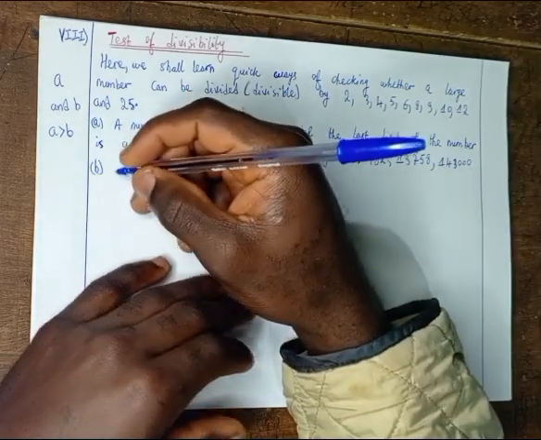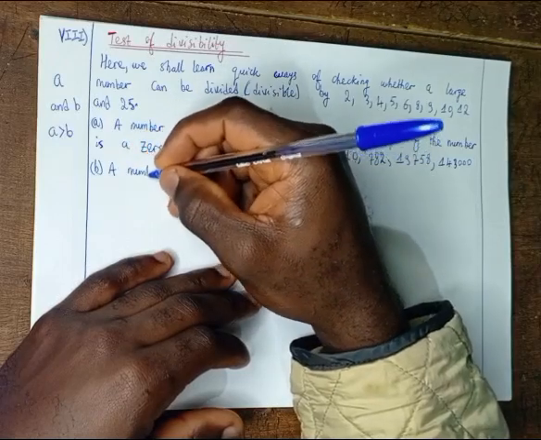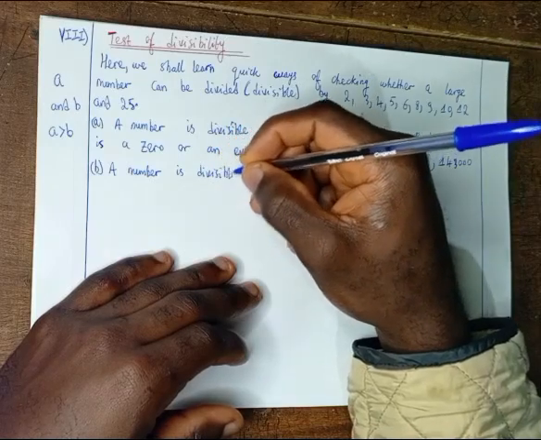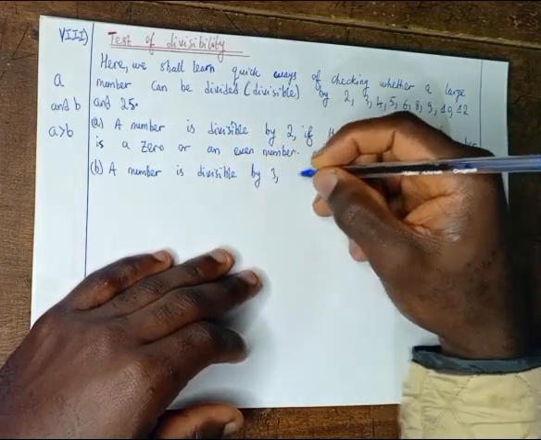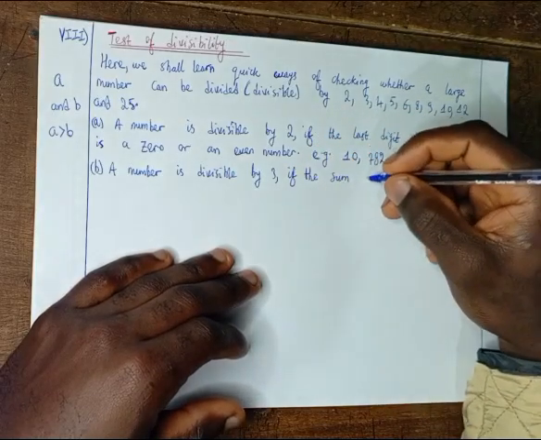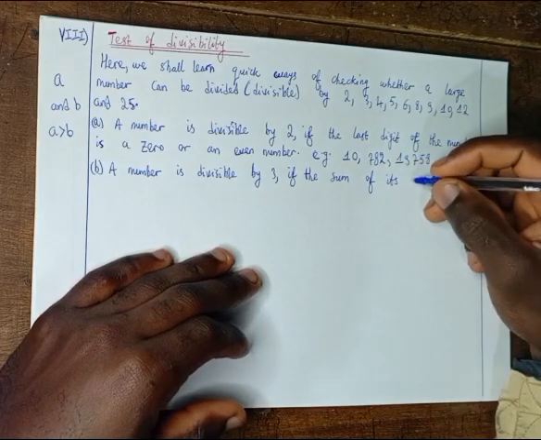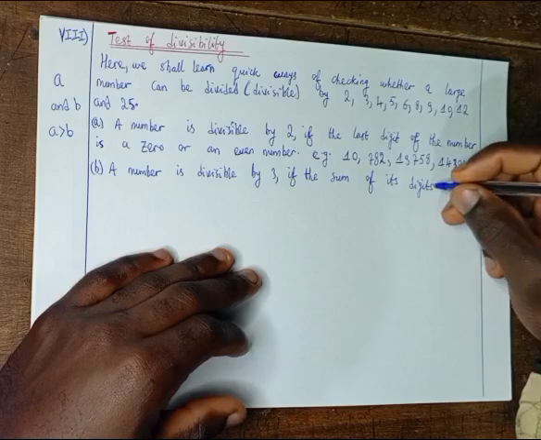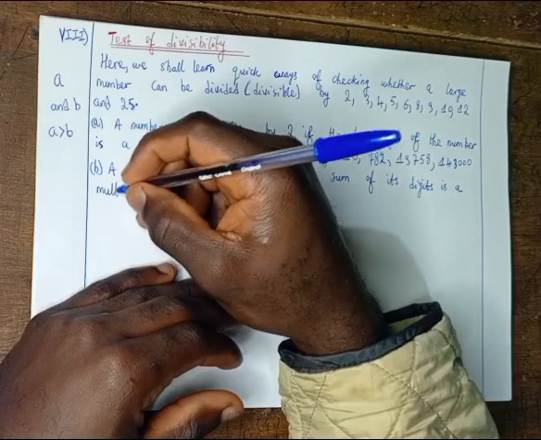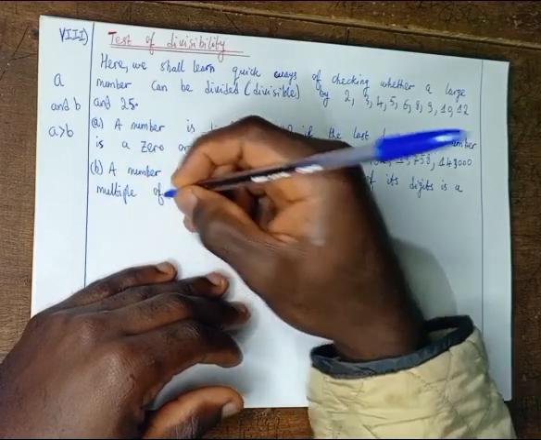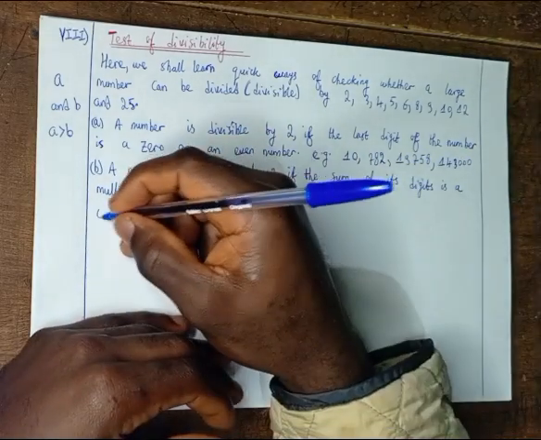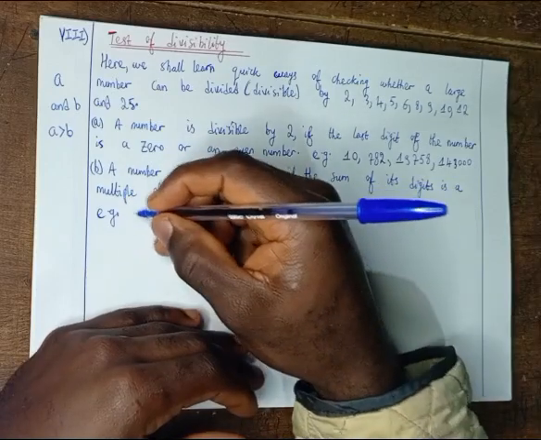Let's go now to B. A number is divisible by 3 if the sum of its digits is a multiple of 3. Let's take, for example, the first one.